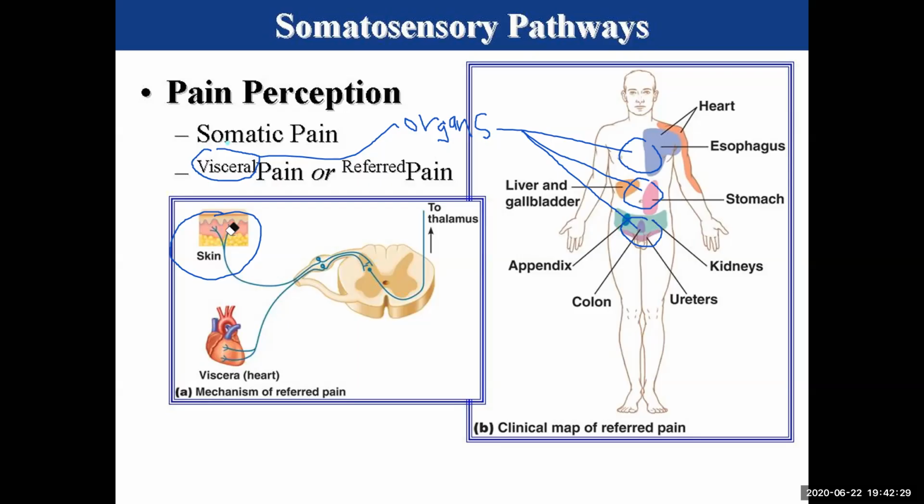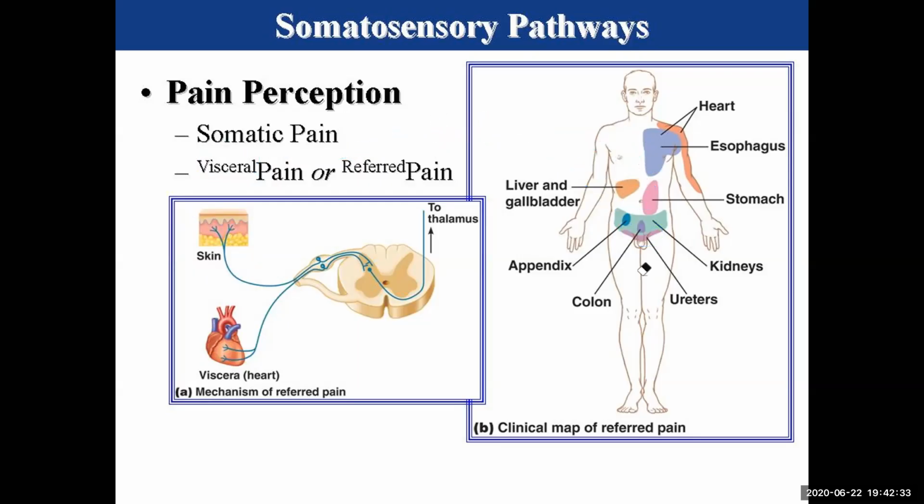Whereas with somatic pain, every single peripheral location has a direct line to the primary somatosensory cortex. So these are the areas of discomfort if you have a problem with these visceral organs.